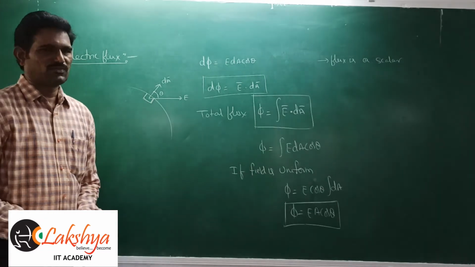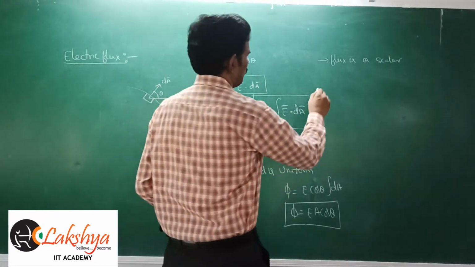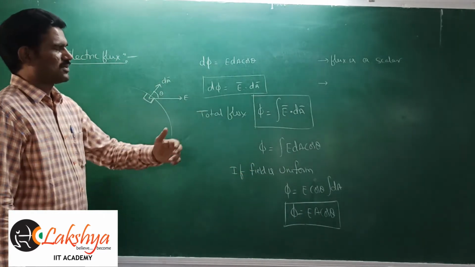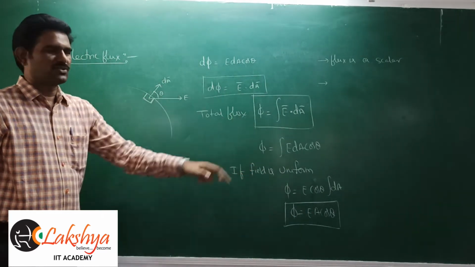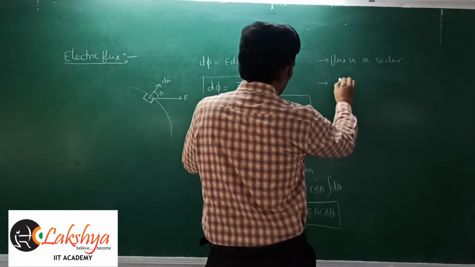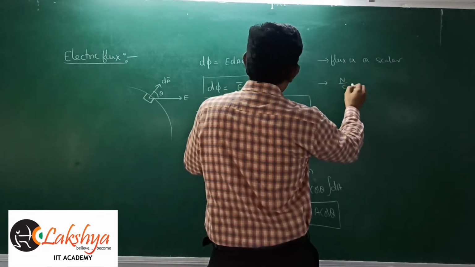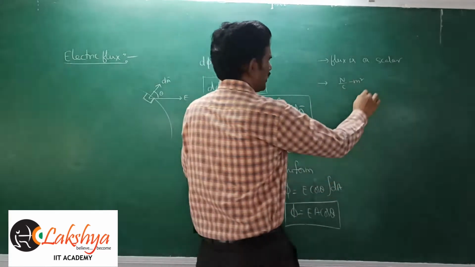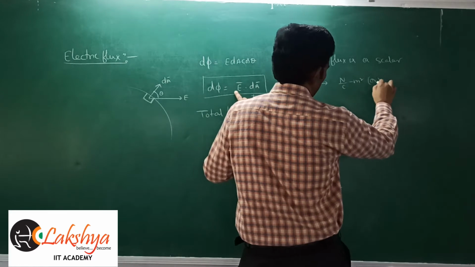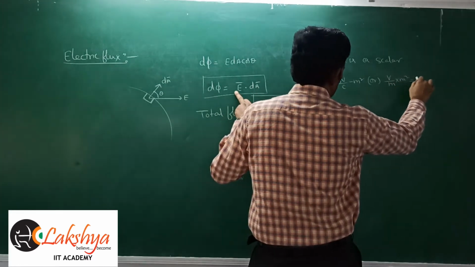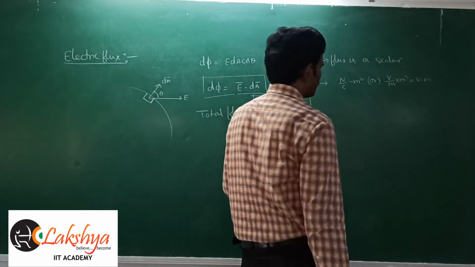So the unit of this flux is nothing but, you can write by using these different units. By using these definitions we can write this as Newton per coulomb into meter square, right? Or that can also be written as volt per meter into meter square, which is nothing but volt meter, right?